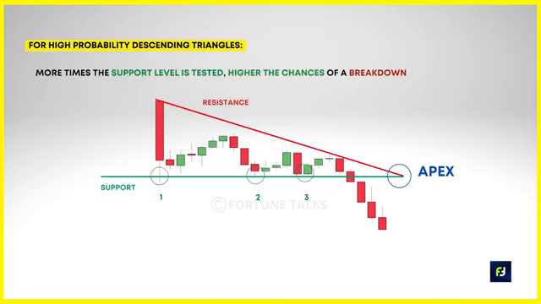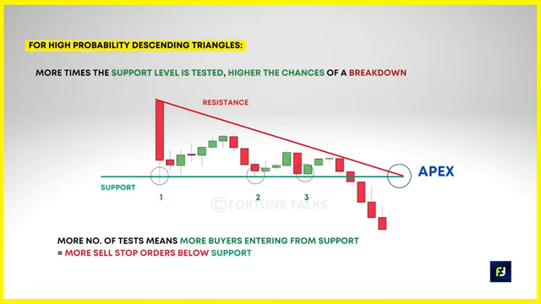This is simply because when the price tests the support level multiple times, it will attract more buyers and thereby increase the number of stop loss orders below the support level. Now this is great for a breakout trader because if the price breaks below the support, all these clusters of sell stop loss orders would be triggered, thereby increasing the selling pressure towards the downside.